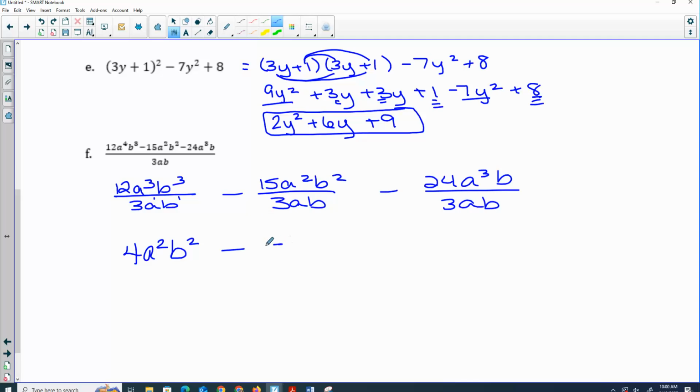15 divided by 3 is 5. You have 2 a's on top, 1 on the bottom. 2 minus 1 is 1. B's, 2 on top, 1 on the bottom. 2 minus 1 is 1. 24 divided by 3 is 8. You have 3 a's on top and 1 on the bottom. So 3 minus 1 is 2. And there, my b's, it's the same thing on top and bottom, so those cancel.